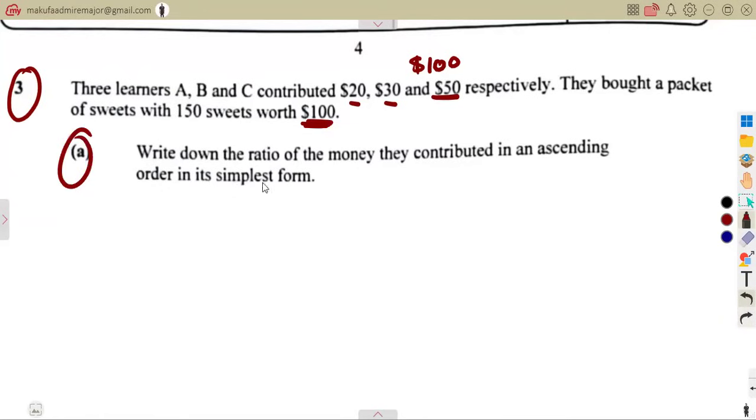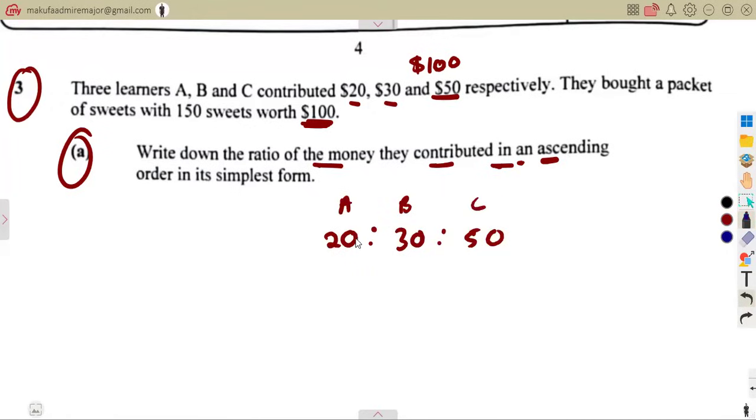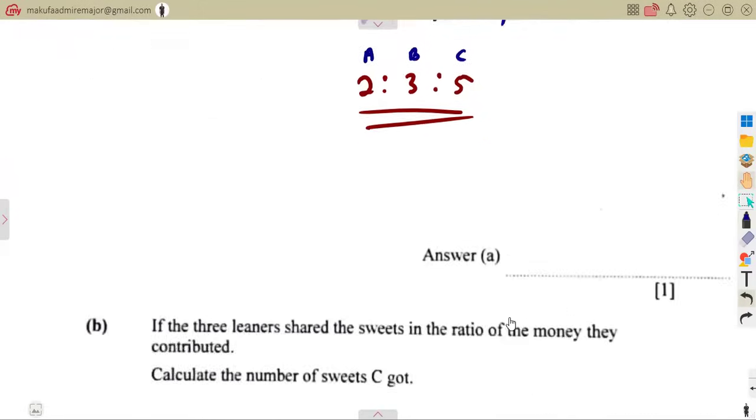So the question was on A, write down the ratio of the money they contributed. The money they contributed, 20, 30, 50. But you're given in ascending order, increasing order. Already these values are in increasing order, 20 as to 30 as to 50. That's increasing, so there's nothing to change there. So this is your A as to B as to C. Remember, a ratio you can reduce as you can. There's a 10 here, there's a 10, there's a 10, so you can reduce by 10. That will be 2 as to 3 as to 5. So that is our ratio in simplest form. Remember, that's our A as to B as to C. Nothing changed from what we're given.